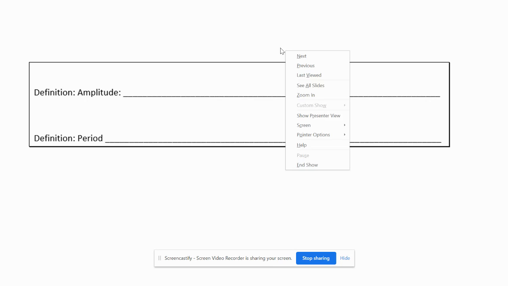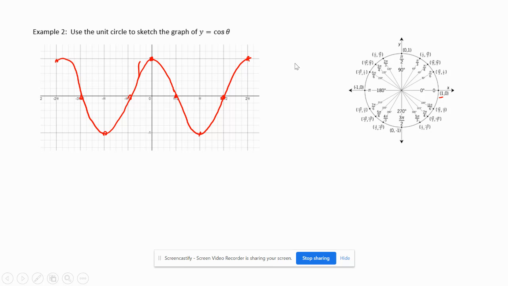Amplitude, I'm just going to go back over here. If I call this line my midline, the amplitude is going to be the distance from here to here, which in this case is 1, or from here to here, which is still 1. It's the distance from the midline to the max or the midline to the min. We call this the amplitude.